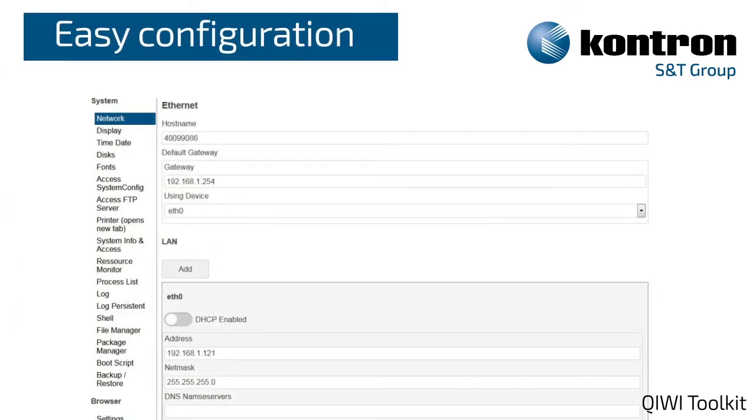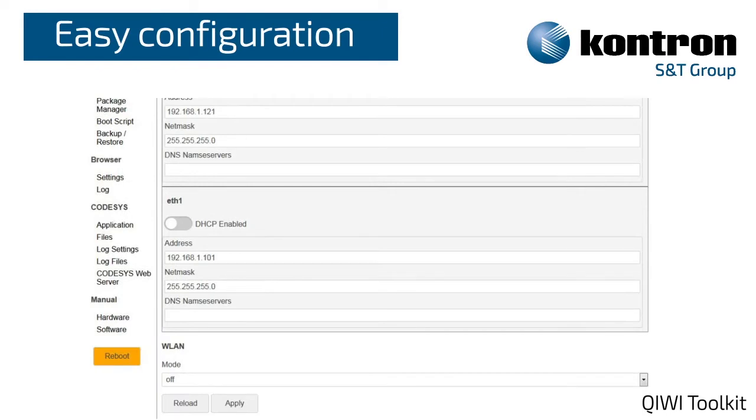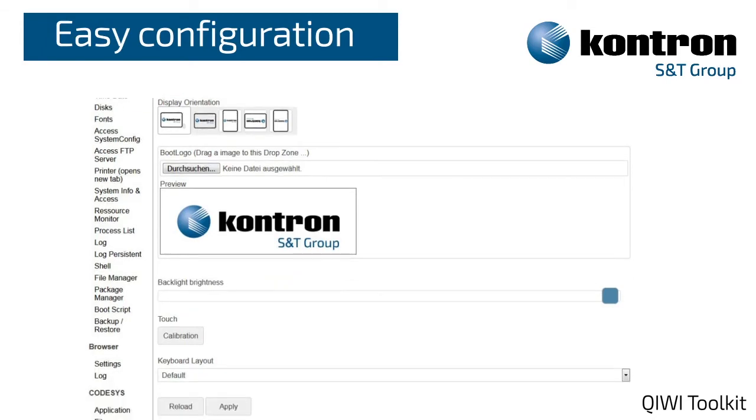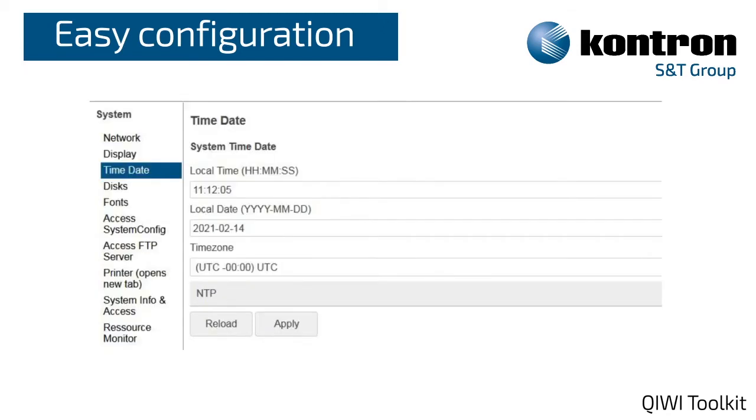Network. Here you can make LAN and wireless LAN settings. Display. Here you can set the boot logo, display orientation, backlight and keyboard layout. The calibration of the touch screen is also included. Time, date. Here you can set the date, time and time zone.